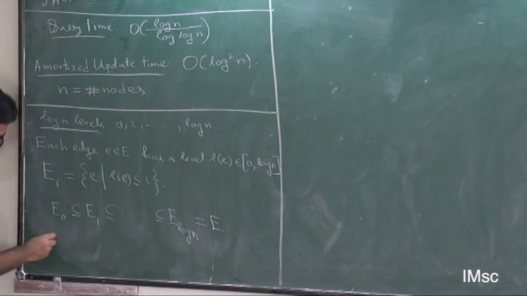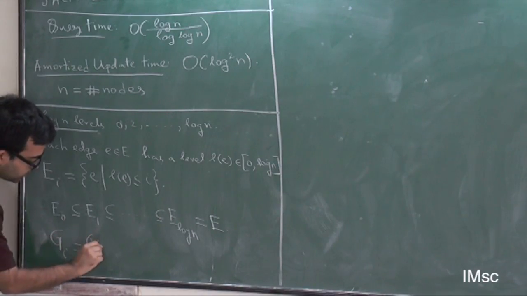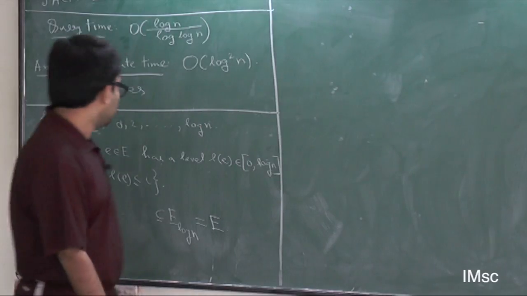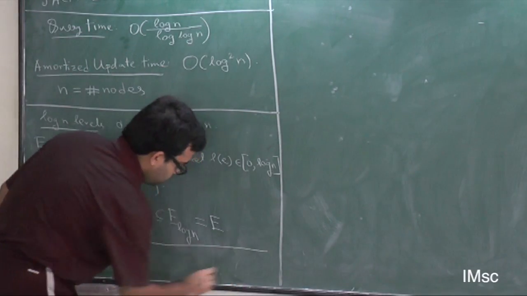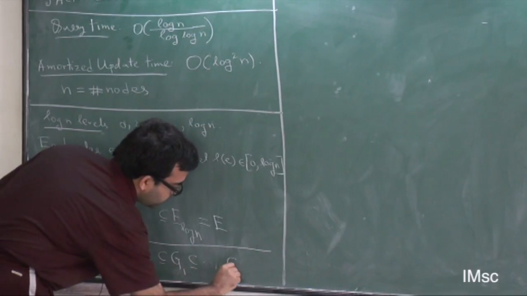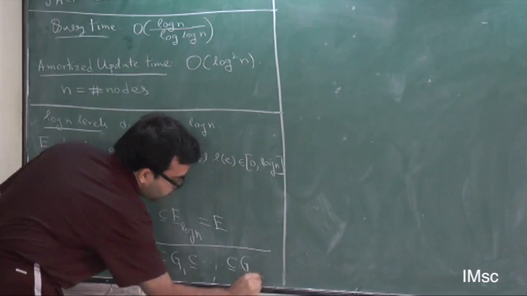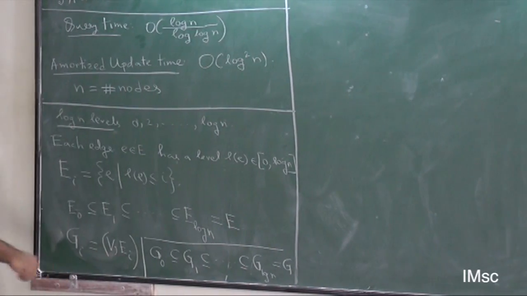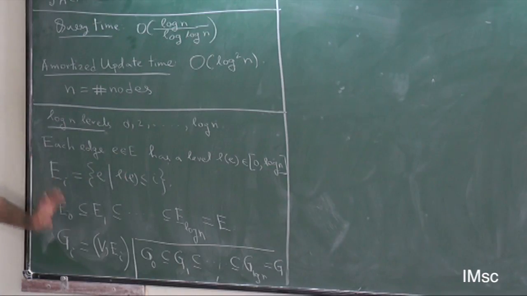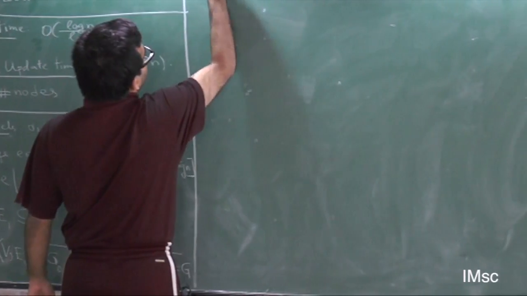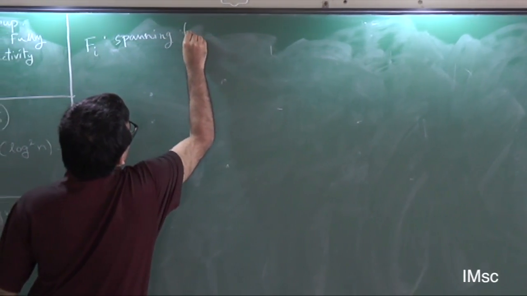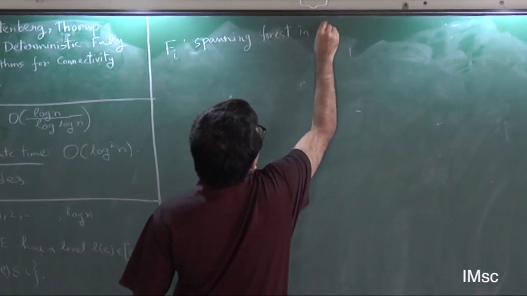Next, let us say G_i is the subgraph induced by E_i. So of course we know that G_0 is a subgraph of G_1, which is a subgraph of G_2, and so on, and finally you get G_log n, which is equal to G. Now for each of these subgraphs we are going to maintain a spanning forest. So let F_i be a spanning forest in G_i.